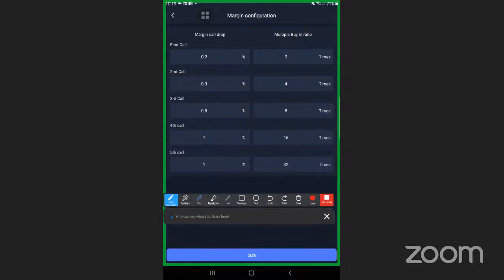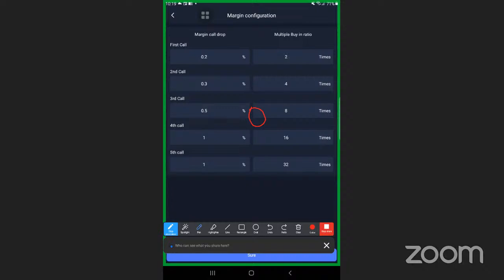Now, this is our point of entry, which is A. This is B, and this is C. Now, when the robot enters with $16 here as our first buying amount, for it to buy again, it will monitor the falling of the price by 0.2, which is our first margin call drop, 0.2. When the price falls by 0.2, this has been achieved.